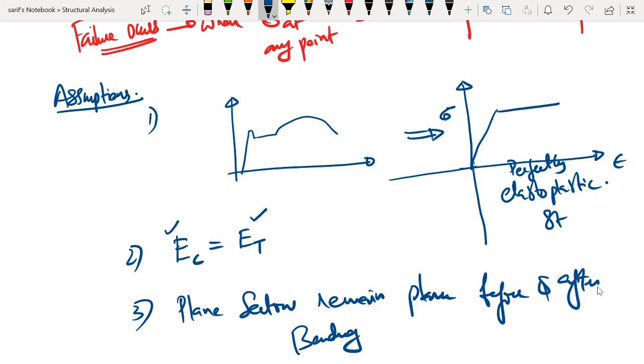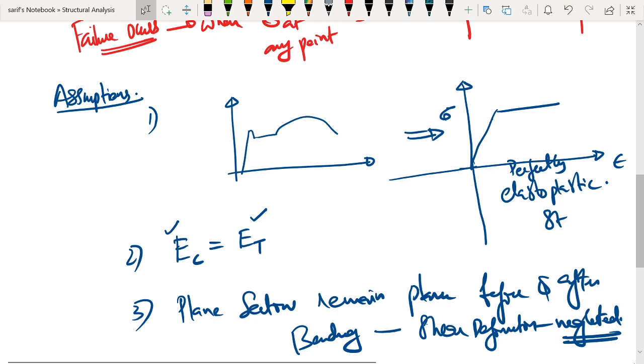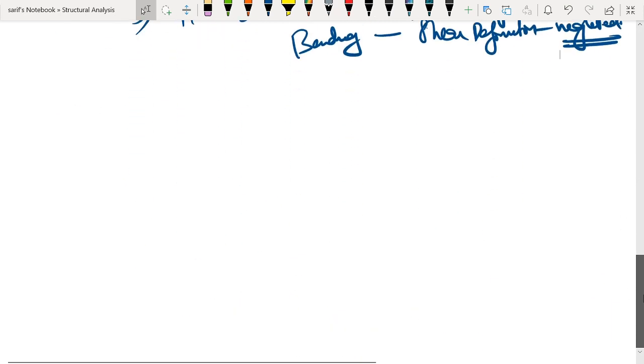This is the next assumption that we have. What this means is we are neglecting shear deformation. Shear deformation is neglected. So these are some of the assumptions that we have with regard to plastic analysis. Now let us try to see what exactly is happening in plastic analysis.